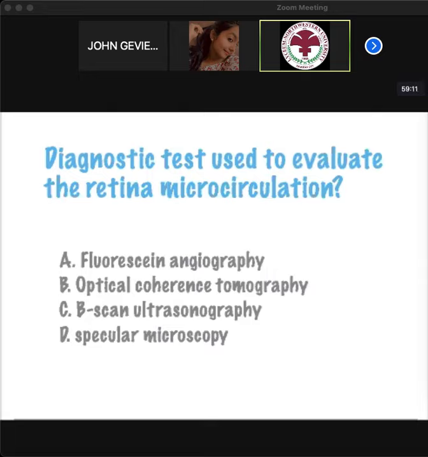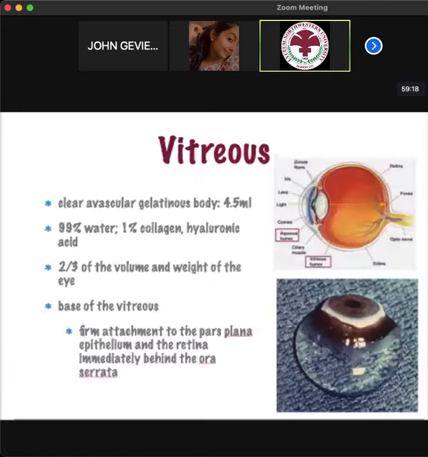So we'll just tackle some of the topics on vitreous. As we all know, the vitreous is also part of the posterior segment.